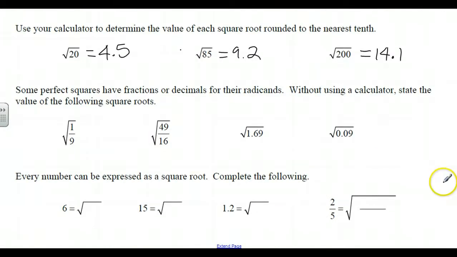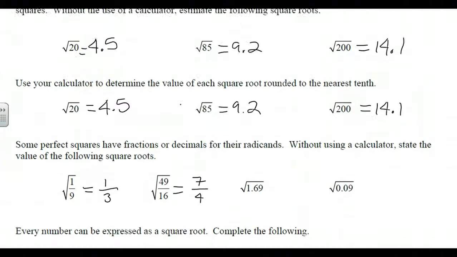Okay, let's keep moving. Square root of 1/9. So it's actually going to be a fraction, so it's really the square root of 1 over the square root of 9. You say, well, how do I square something and get 1? It's just 1. And the square root of 9 is 3. So 1/3 times 1/3 will be 1/9. So what's this going to be? Well, you think, hey, let's just do the square root of 49 and the square root of 16. So that'll be 7/4.